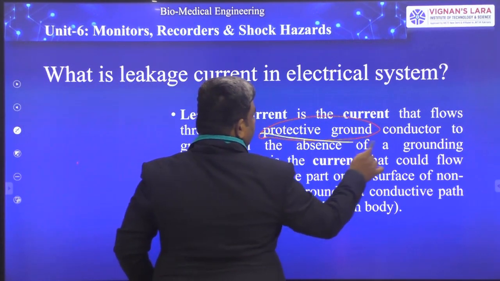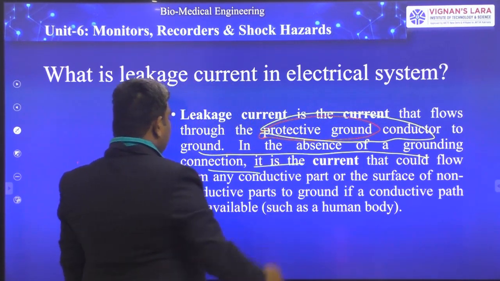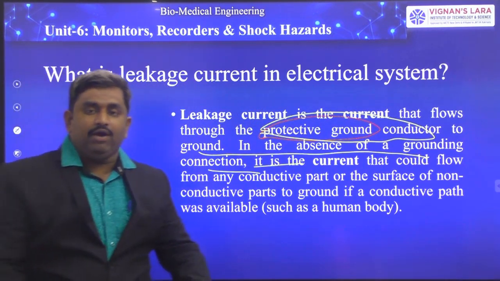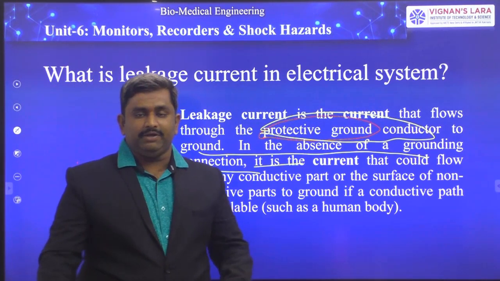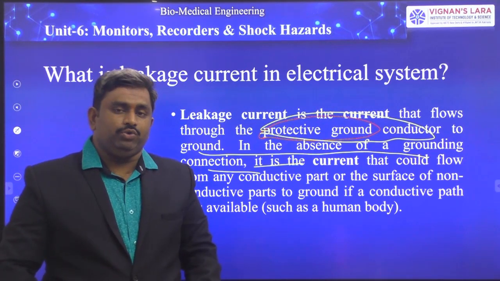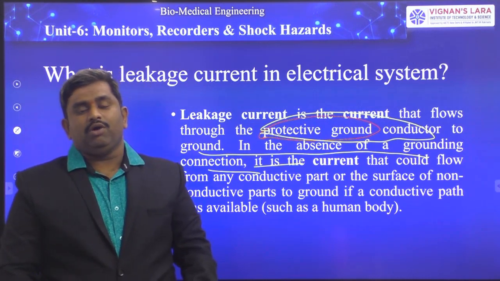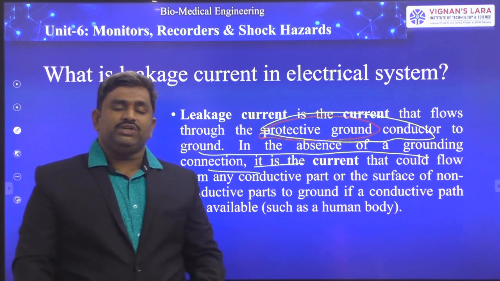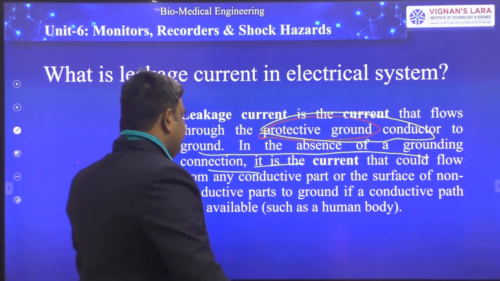Right. So protective ground conductor to the ground in the absence of grounding connection. Here we are providing the ground connection to protect the complete circuit. Where the grounding connection is not used, there may be electrical accidents. Whichever current is flowing through the ground connection is called electrical leakage current.